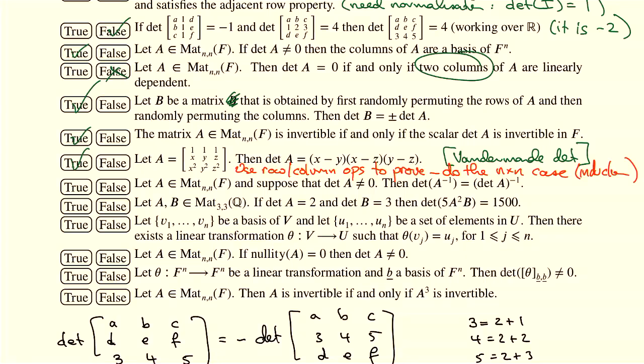So you want to reduce it down somehow to see that you can extract this factor times the determinant of a smaller Vandermonde. Anyway, that one's fun. So it's true. The next one is obviously true as well. The next one, is that true or false? True or false? Bit of arithmetic.